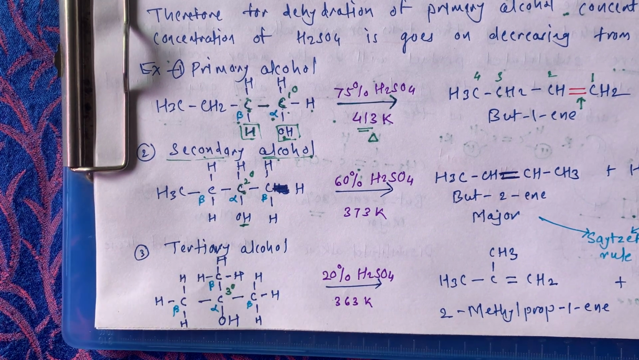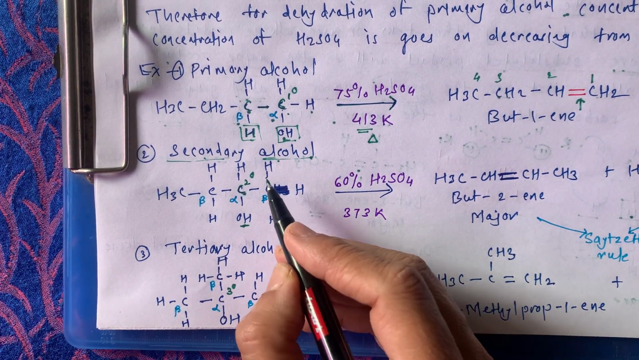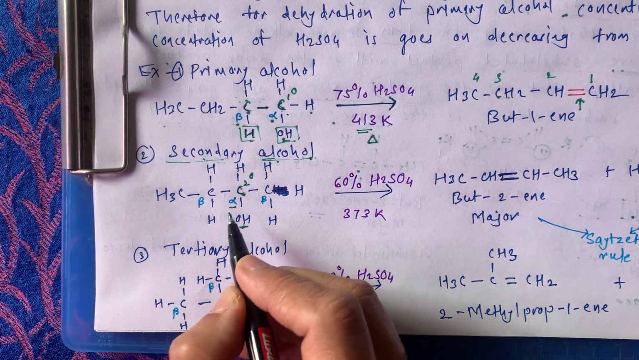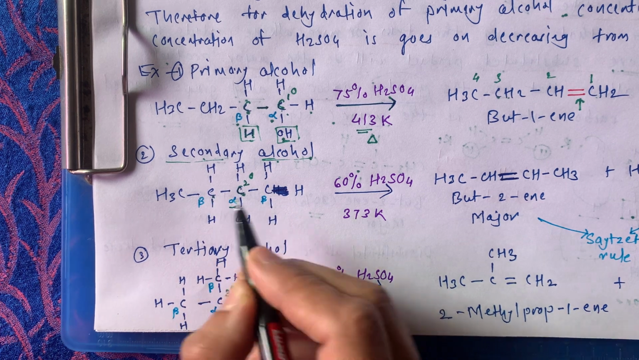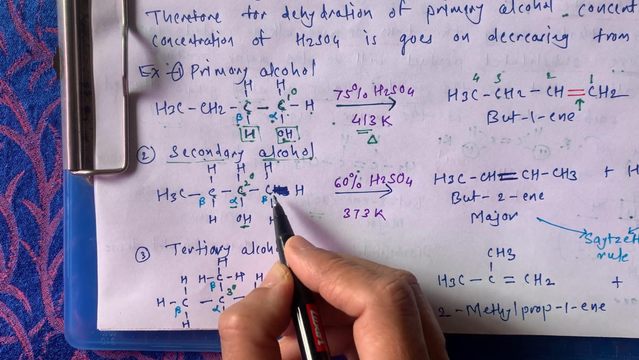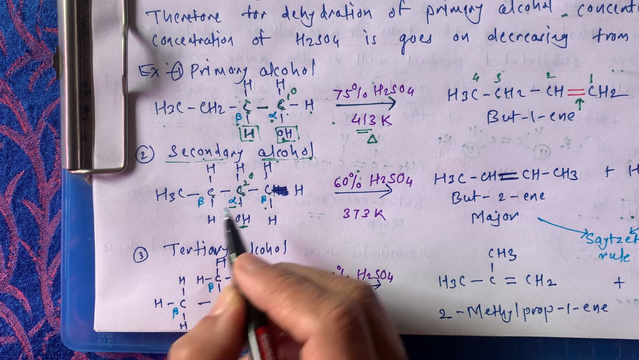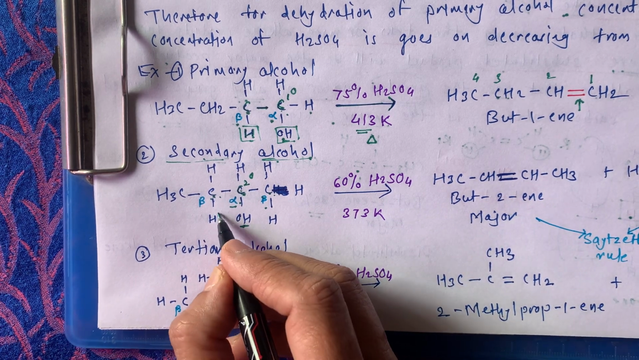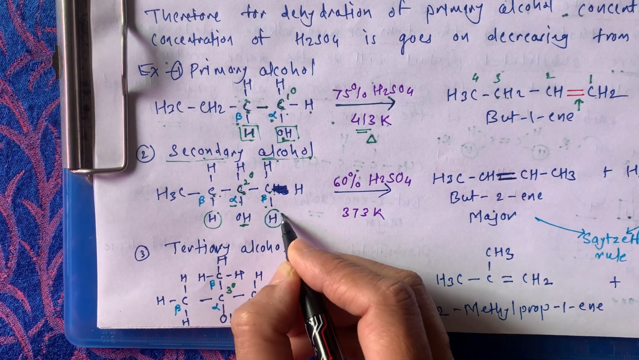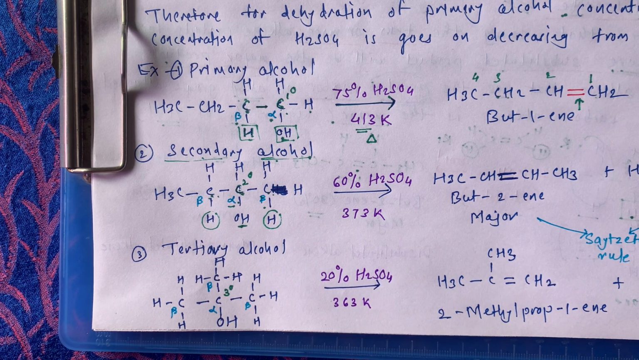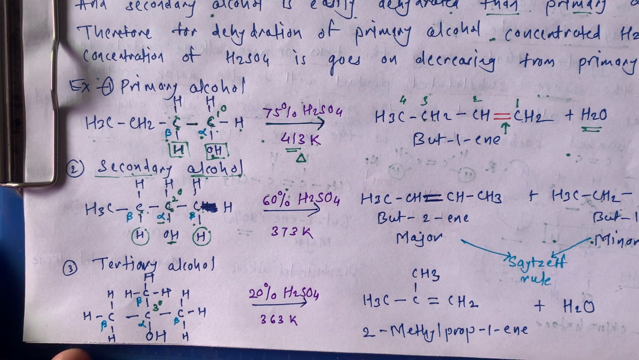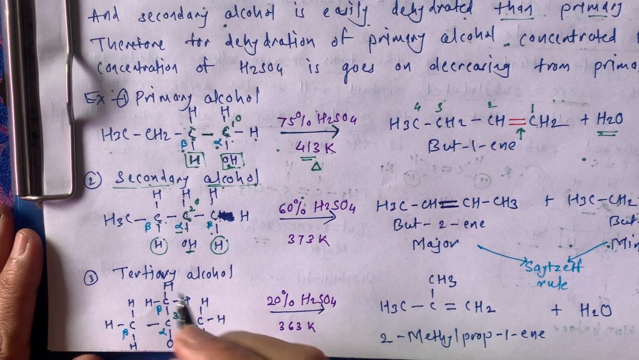Now when a carbon has the functional group attached, that carbon we always mention as the alpha carbon. Next to this carbon is a beta carbon, and similarly next to this carbon is another beta carbon. So to this alpha carbon there are 2 beta carbons available, means on these 2 beta carbons there are hydrogens available, and so we are going to get 2 products.